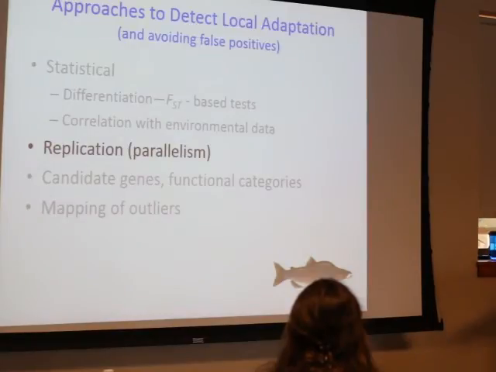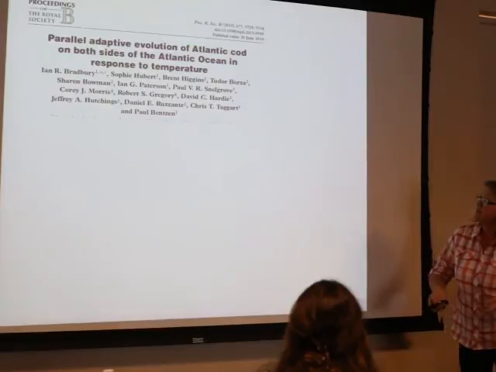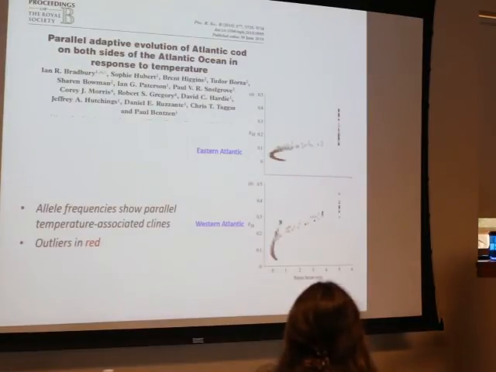Okay, so we got through the statistical part. Just really quick on replication, which is actually consistent with what I was just talking about. This one is actually an old paper by Ian Bradbury, I think it was 2010, but this was looking at two sides of the Atlantic, and this is the parallel approach. So, parallel adaptive evolution of Atlantic cod on both sides of the Atlantic, and they showed that for temperature-associated clines, they had similar outliers, in red here. These are, of course, BayeScan plots. So they have Eastern Atlantic and then Western Atlantic.